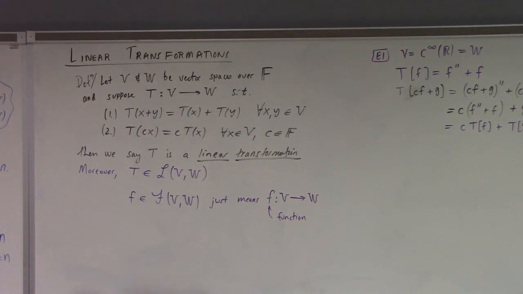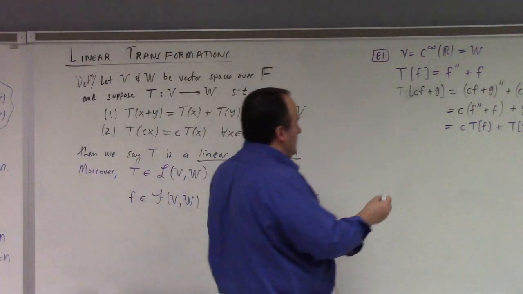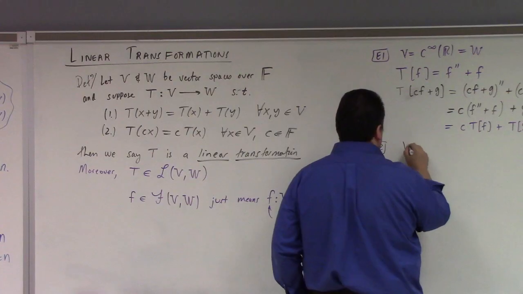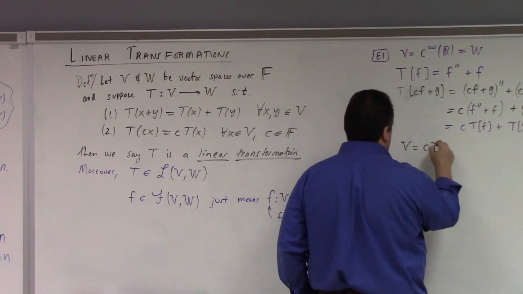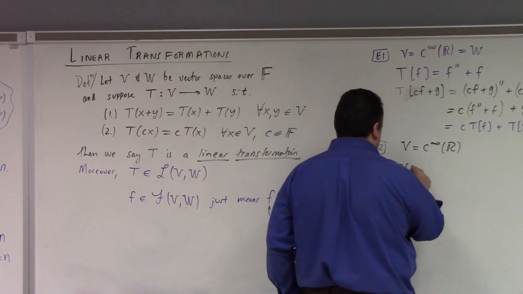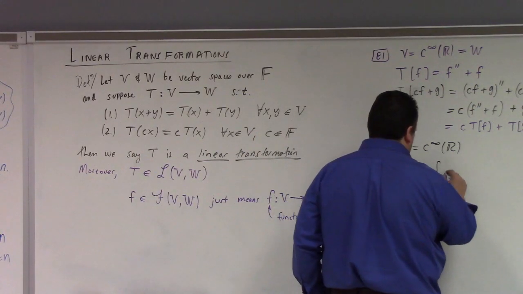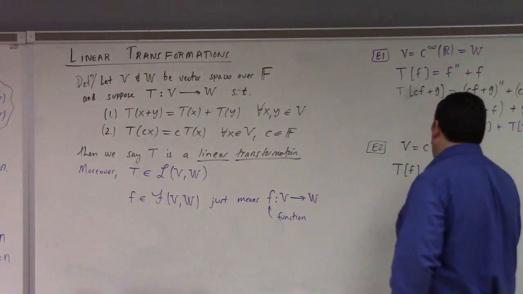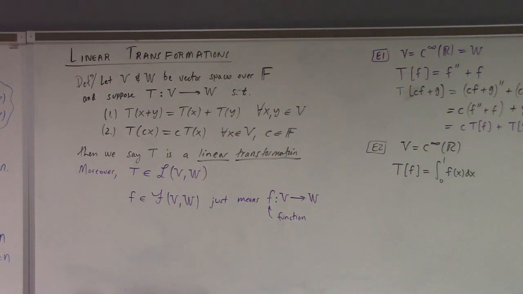Another example, we'll stick with smooth functions as inputs, and we could do T of f is the integral from 0 to 1 of f of x dx. This is a linear transformation by properties of the definite integral. All right? That's a linear transformation.